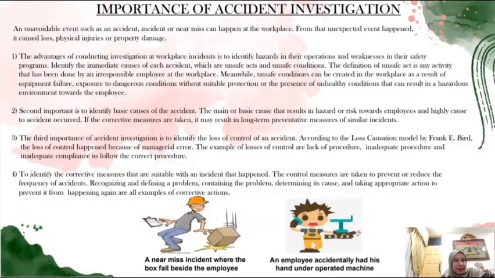And lastly, the importance of accident investigation is we can identify the corrective measures that are suitable with an incident that happened. The control measures are taken to prevent or reduce the frequency of accident.